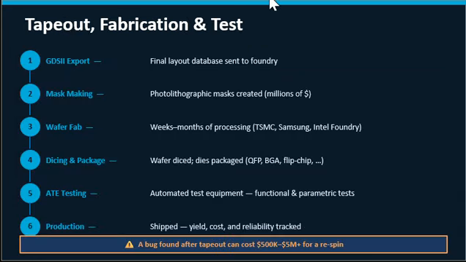Then we have tape out, fabrication and test. After the GDS2 file is done, we go to mask making, that is the photolithographic mask is created. Then the wafer fab, which will take weeks to months, then dicing, packaging and ATE test, and then we go for production.